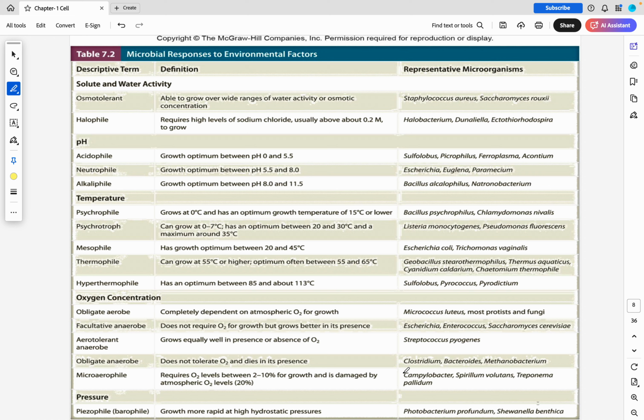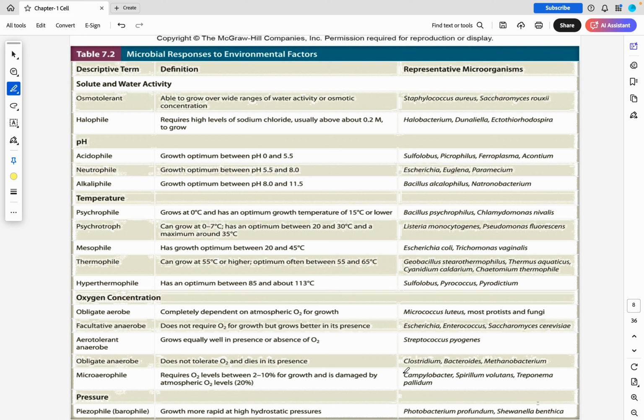And then for oxygen concentration, we have the following. Though oxygen concentration is not really a physical requirement anymore, as an example, to sum up what we have so far: you have microbes that depend on molecular oxygen in their energetic needs and in carrying out their energetic activities. So we have obligate aerobes. Then we have those that do not really require oxygen but might grow better in its presence. So we have facultative anaerobes. Those that tolerate very small concentrations of oxygen, such as Streptococcus pyogenes, are aerotolerant anaerobes.